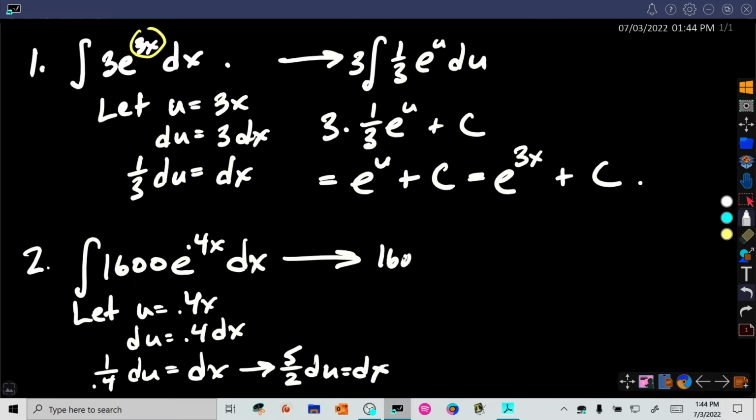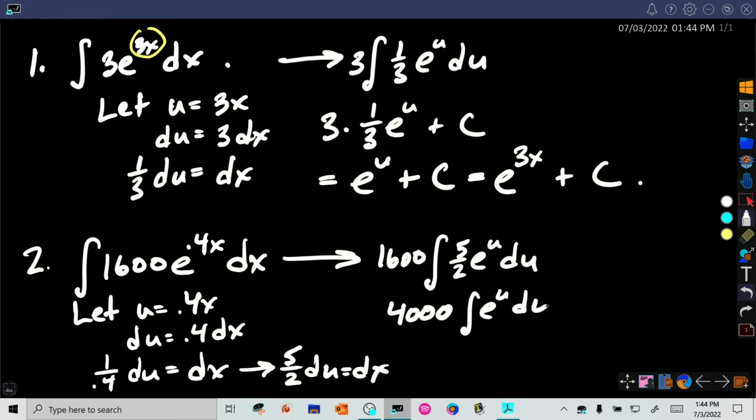Okay, so now we can make the conversion. I've got my 1600. That can be pulled out in front as a multiplier. We're going to have 5 halves du, so 5 halves times e to the u du. And we can do the 5 halves times the 1600. That's just going to be 4,000. The integral of e to the u du, which is equal to 4,000 e to the 0.4x plus c.